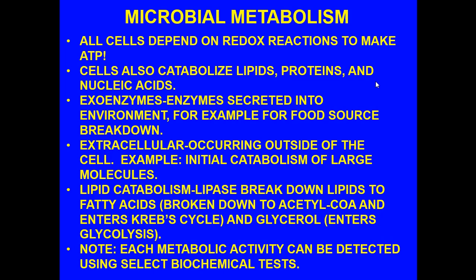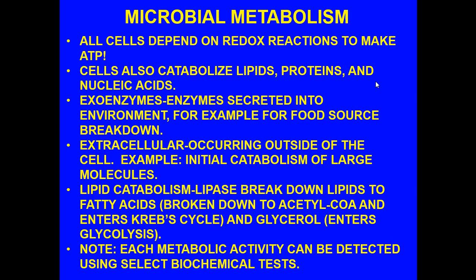Now, when we talk about extracellular, we're talking about occurring outside of the cell. So the initial catabolism of large molecules can occur there. When we have lipid catabolism, the lipase will break down lipids to fatty acids. These are broken down to acetyl-CoA and enter the Krebs cycle, and the glycerol will enter glycolysis. What I'm trying to get you to understand here is this. Sometimes some organisms are going to get their nutrients not merely from glucose, but they're going to have to break down lipids, proteins, and nucleic acids as part of their capability to obtain the energy necessary to make ATP. There's also a reversal of that. They will use some of these components to eventually make their own complex molecules in the anabolic synthesis processes. But we'll get into that shortly.